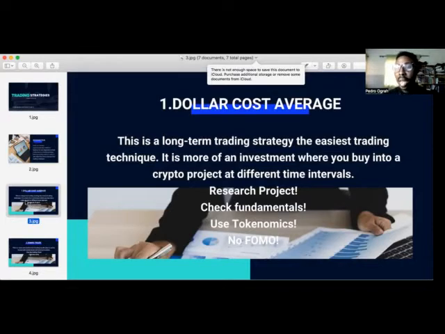So once you decide that you are okay with this project, now what do you do? You apply the dollar cost average. Let's say, for example, you have $1,000 to invest in that project. You don't put the $1,000 inside that market at that particular time. You can decide to divide that $1,000 by 5. That means you are spending $200. So that $200 you can decide to spread over a period of months.